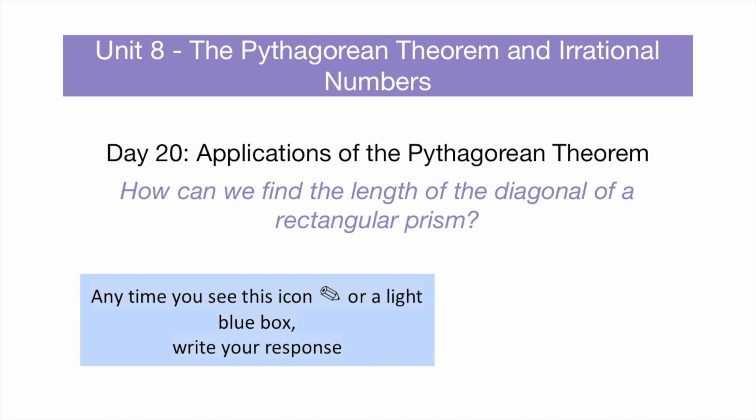8th graders are going to continue working on Unit 8, the Pythagorean Theorem and Irrational Numbers. Day 20, Applications of the Pythagorean Theorem. How can we find the length of the diagonal of a rectangular prism?